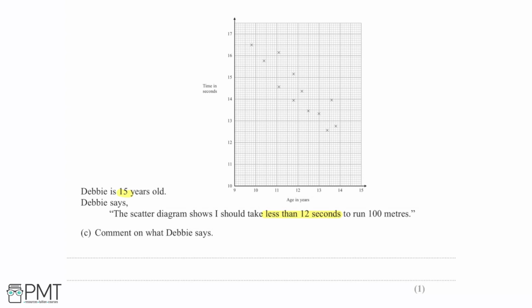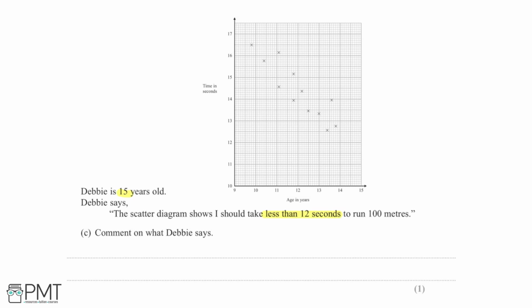So it can't be said that the results are reliable beyond this point. The point at which somebody is 15 is going to be outside of the range of the scatter diagram. So we can't really use it to predict how long it should take a 15-year-old. We can't be sure that this trend is going to carry on in the same way that it already has been.